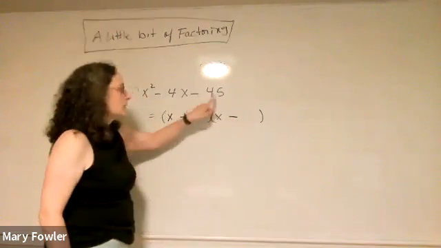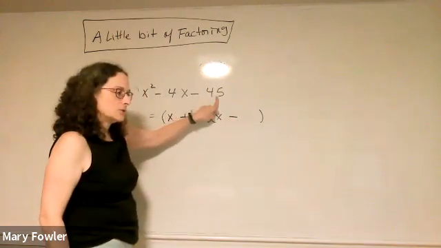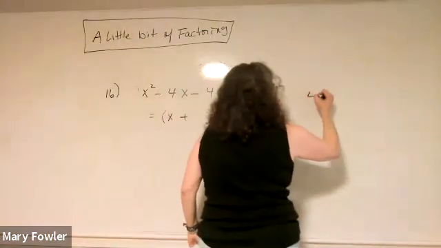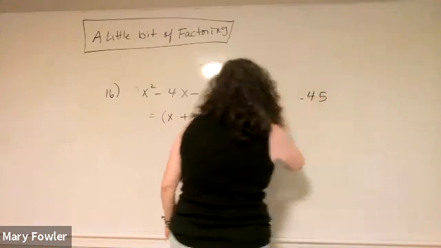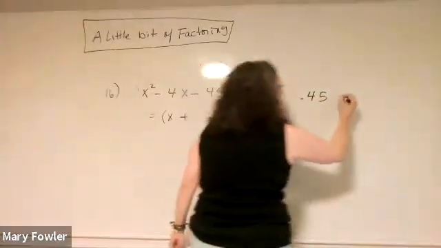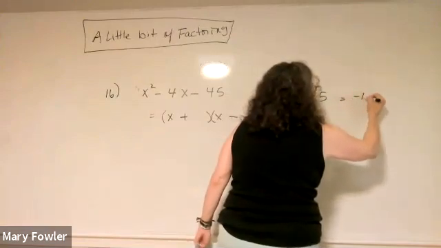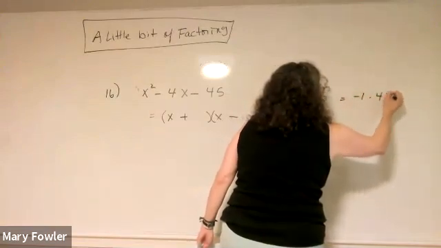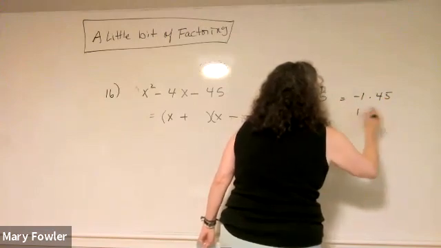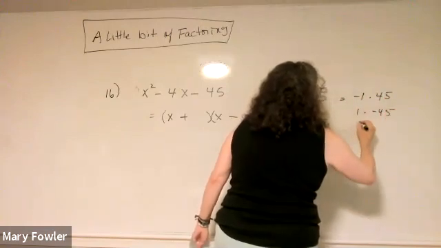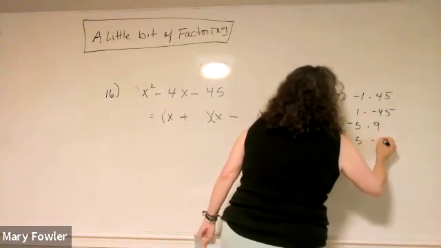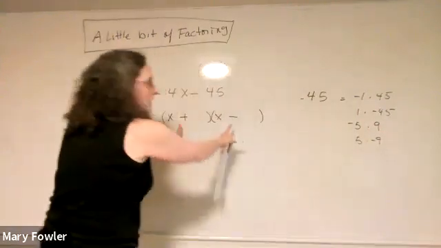And now we're looking for two values that multiply to negative 45, but add to minus 4. So if we think about things that multiply to negative 45, for example, minus 45 and 1, 45 and minus 1, minus 5 and 9, 5 and minus 9. So those are the options.